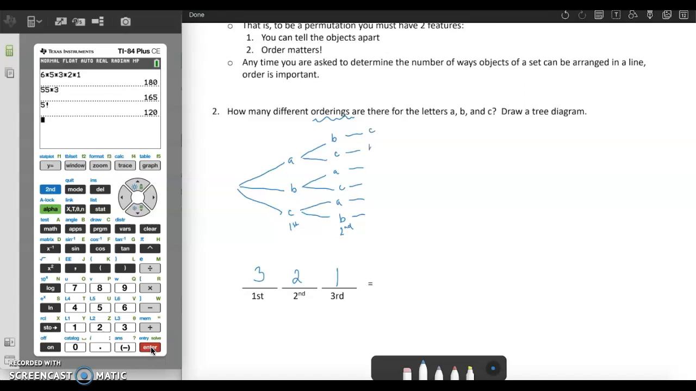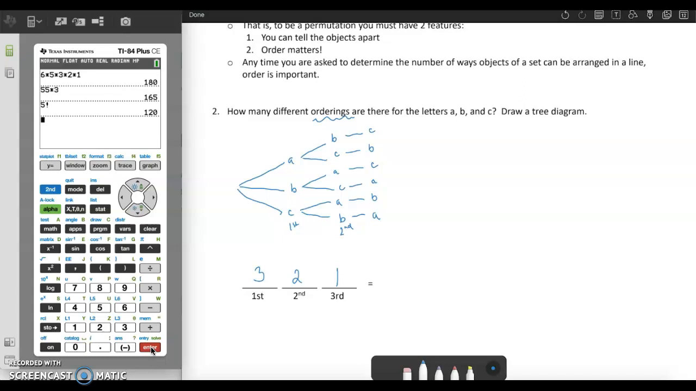A and C leads to B being last. B, A leads to C being last. B, C leads to A being last. C, A leads to B being last. And C, B leads to A being last. So there really is no choice at that point. There's a default who has to be last.